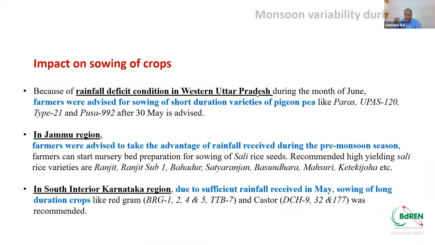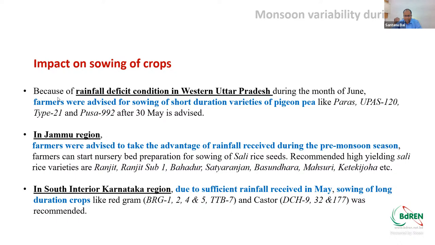And if we look at how monsoon 2022 had an impact on sowing of crops, the Northeast received a good amount of rainfall in the initial time of the monsoon season, but after that the rainfall was a little below normal. But in Rajasthan and some parts of central India and northwest India, there was heavy rainfall. And here we can see some of the examples I've listed.